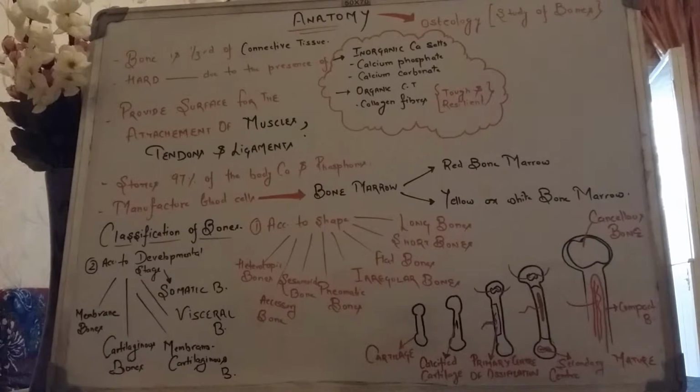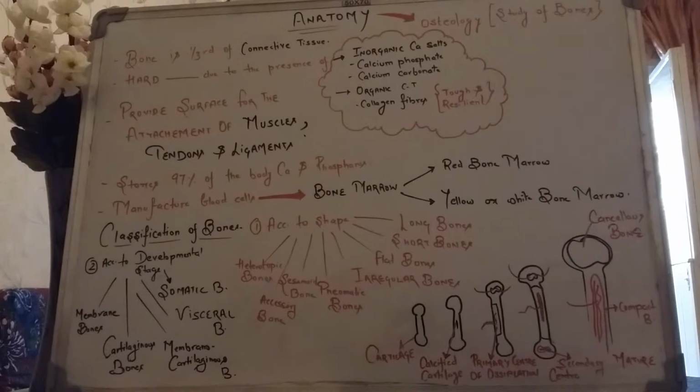Bone marrow manufactures blood cells. Bone marrow is of two types: red bone marrow and yellow or white bone marrow. Bone also stores 97% of the body's calcium and phosphorus. Bone marrow contains reticuloendothelial cells, which are phagocytic in nature and take part in the immune responses of the body.